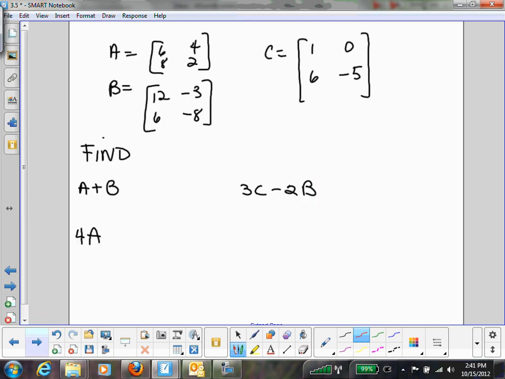Okay, so you try this. Pair up with somebody. Do you have this page? Okay. Pair up with someone. Move your desks and work them together.